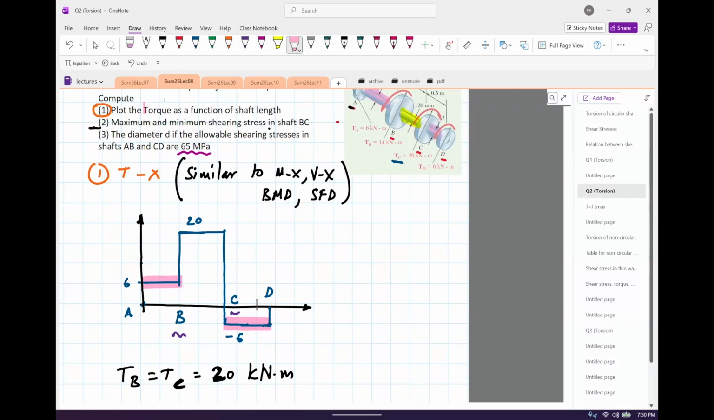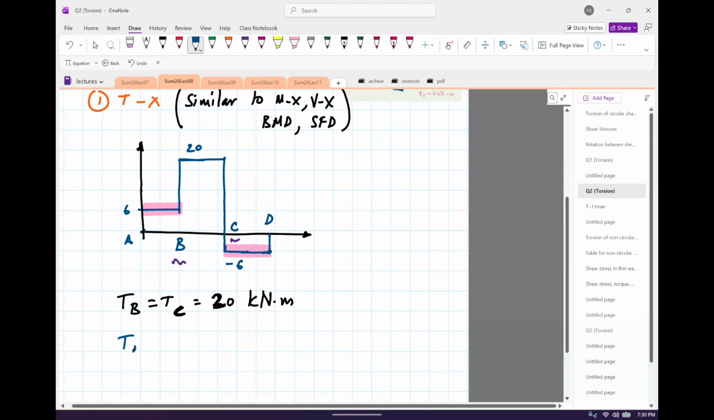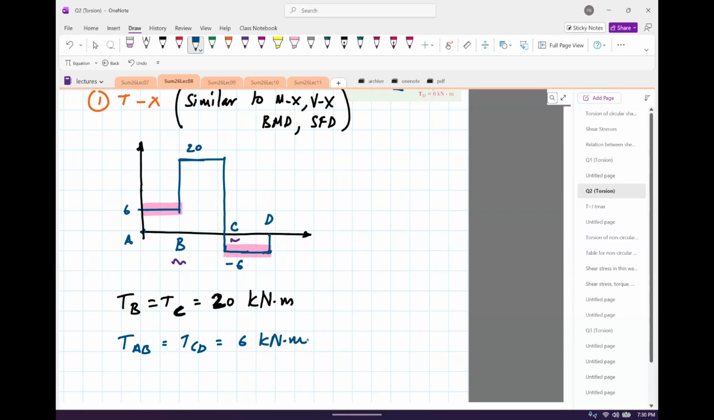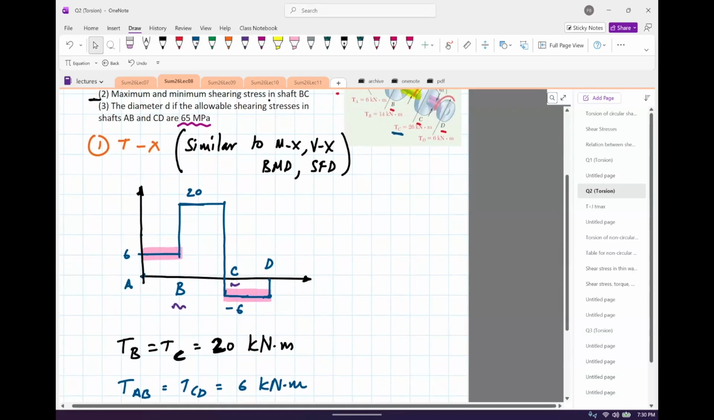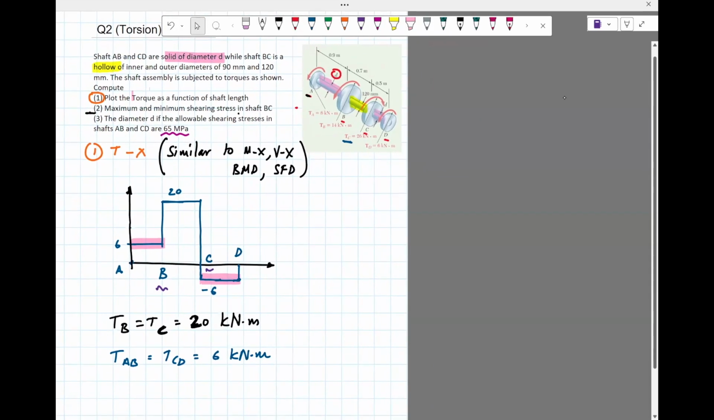So AB and CD have the same torque. Tau AB equals tau CD equals 6 kilonewton meter. What this means is that you don't need to design based on both of them, because both will give you the same design. There's nothing different between AB and CD, they have the same torque, and the design criteria is the same. So you can use either of them to design the diameter, and that should be the final answer.